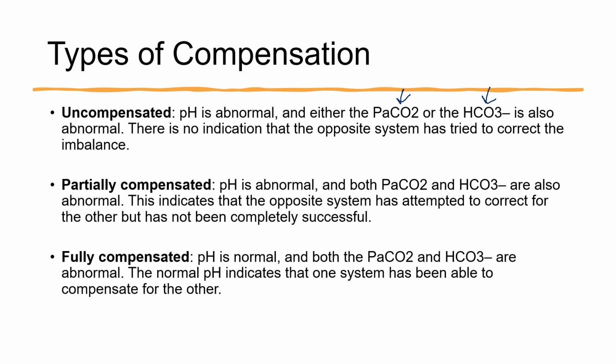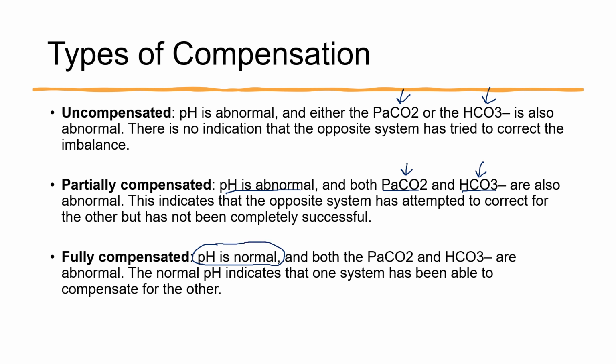That is uncompensated. Partially compensated is the same thing. The pH is abnormal, so it can be an acidosis or alkalosis, but both of the values are abnormal. That means that one is the culprit and the other one is trying to fix the problem. So it's partially compensated. Then we have fully compensated. This means we have a normal pH because something is compensating. The body is fixing the pH level.